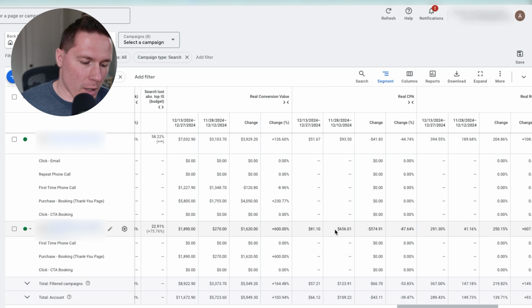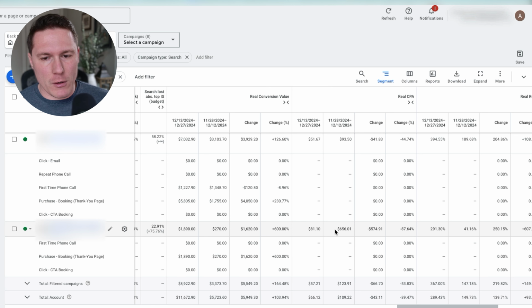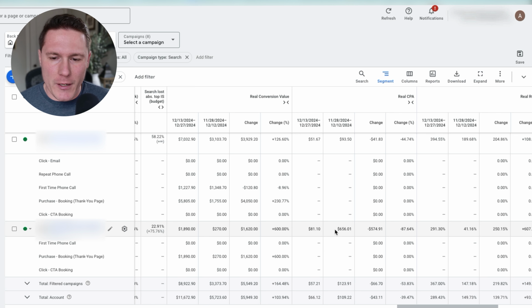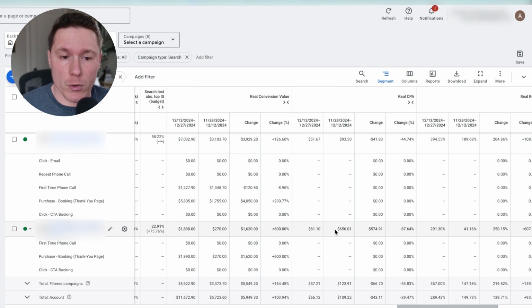And so the problem is what Google is trying to do with this maximize clicks campaign is just trying to give you all of the clicks and then give your competitors all of the conversions if they're using these maximized conversions or maximized TCPA or TROAS.